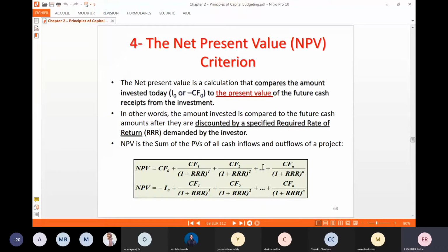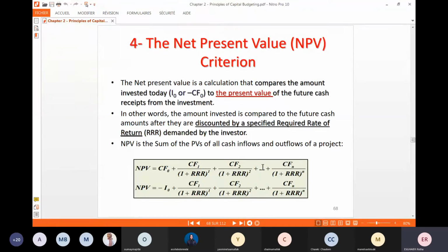How simply? Take all the cash flows generated by the project and add them together, make their sum. Regardless of sign, positive or negative, cash flow 0, 1, 2, 3, 4 until n, make their sum.